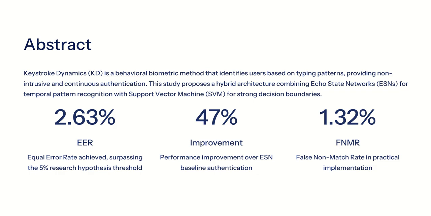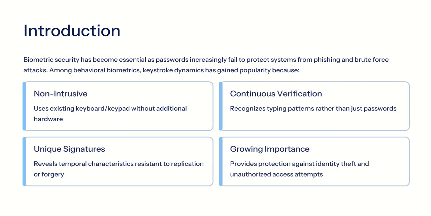Keystroke dynamics is a behavioral biometric method that identifies users by how they type, not what they type, and which achieves an equal error rate of 2.63% and a 47% improvement over the baseline. Keystroke dynamics provides non-intrusiveness, continuous verification, and it can extract unique signatures from typing patterns, and because of this it has growing importance.